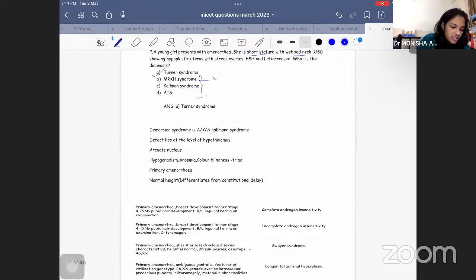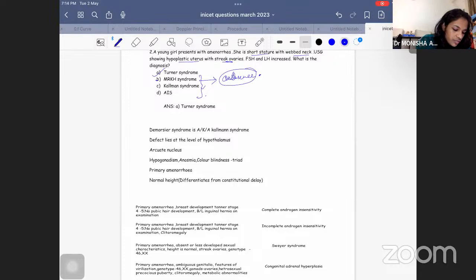MRKH is nothing but where you have an absence of structures, that there is absence of development of the genital organs. So that means the internal uterus, nothing you can see. So if you have that knowledge, MRKH is ruled out. So they are saying it's hypoplastic uterus and streak ovary. So uterus and ovaries are there. So MRKH is ruled out.